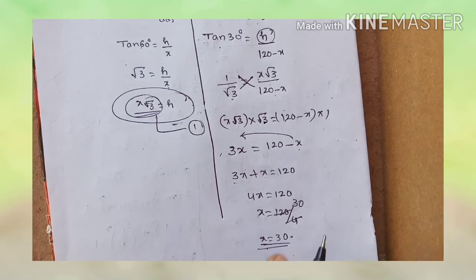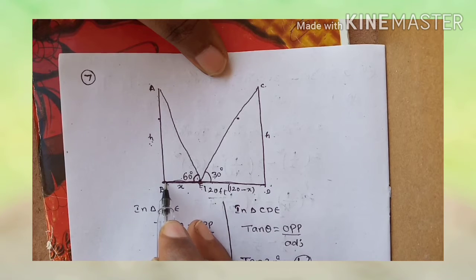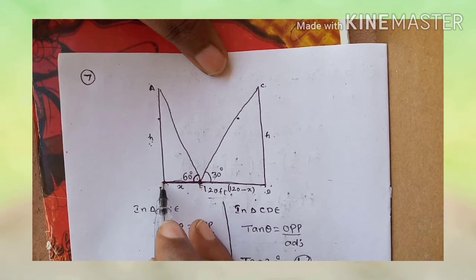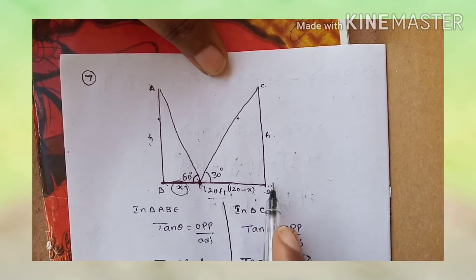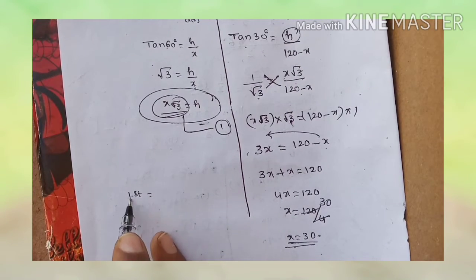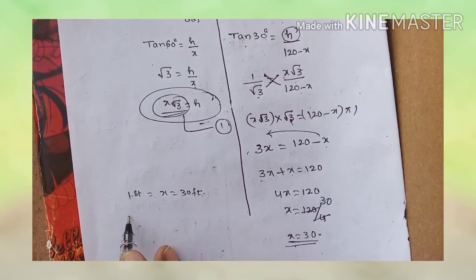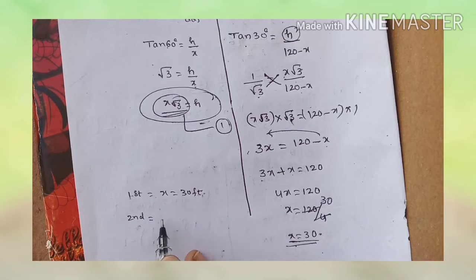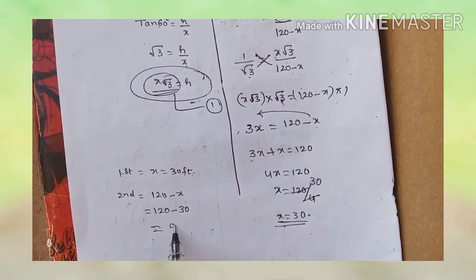Now what is x here? We can observe from the figure that x is the distance between the first pole and the observing point. So the distance from the first pole is x, which is 30 feet, and the distance from the second pole is 120 minus x. So 120 minus 30 is 90 feet.